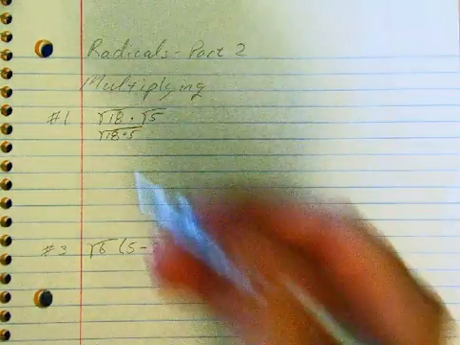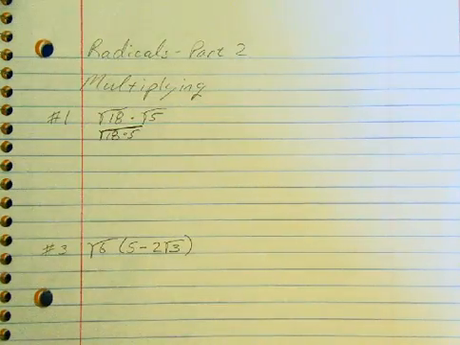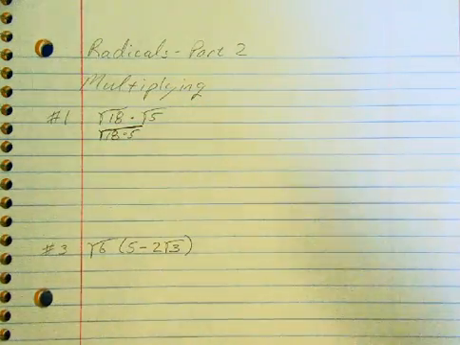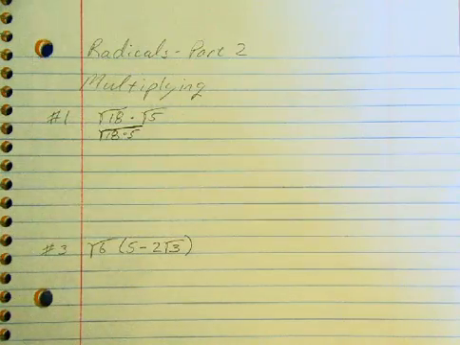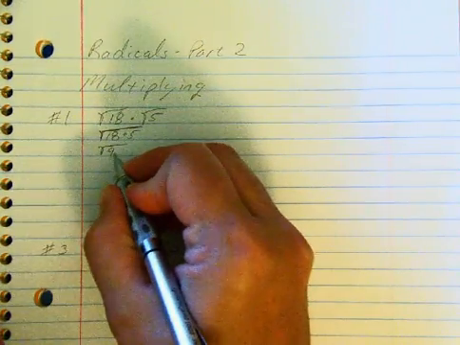because those are both square roots. If one of these was to the third and one of them was a square root, we couldn't do that. But as long as they're both the same, you're just going to multiply those two numbers together. And so then we get square root of 90.